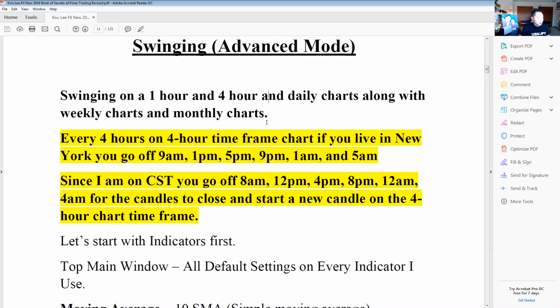So with this, every 4 hours, I'm talking about the 4-hour chart, because when you get a little bit more familiar with the 4-hour chart, you get to see where candlesticks are going, and they create the trend.